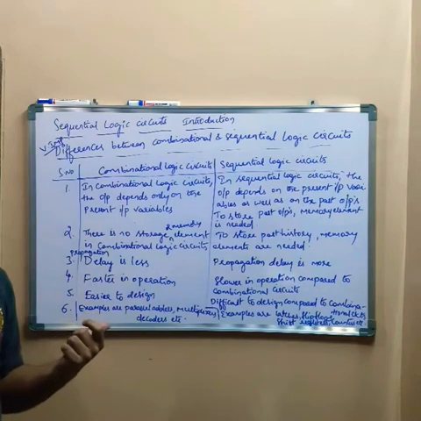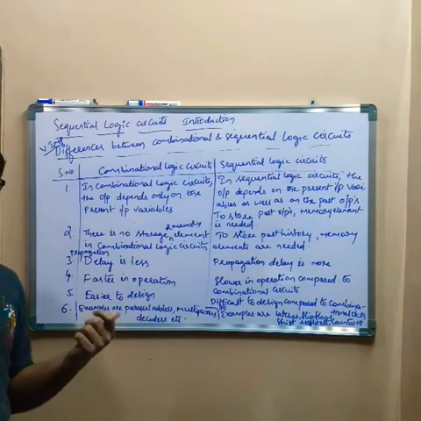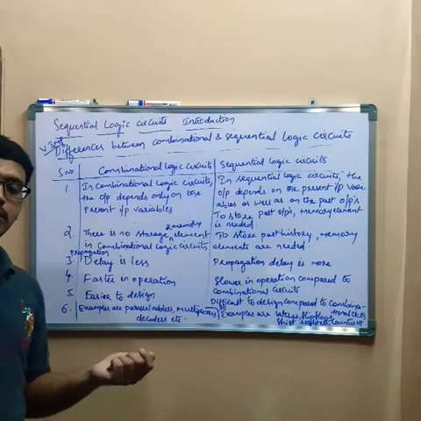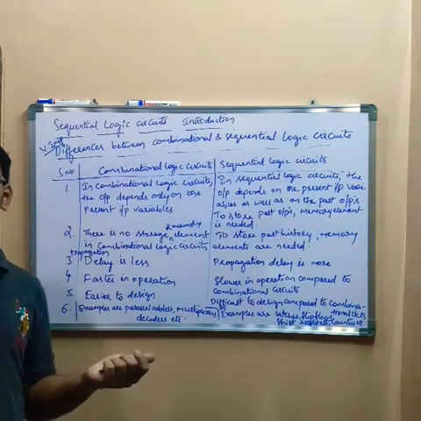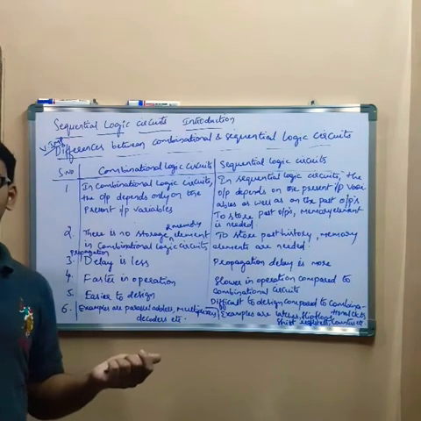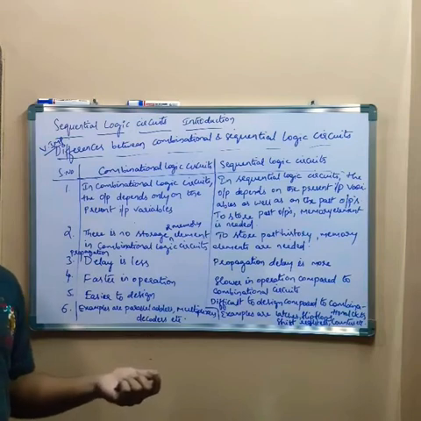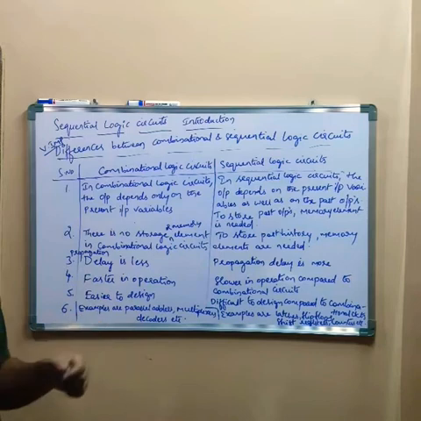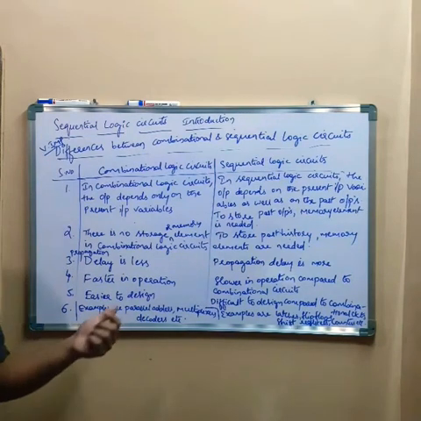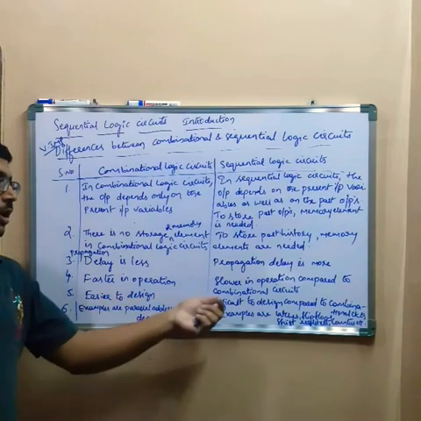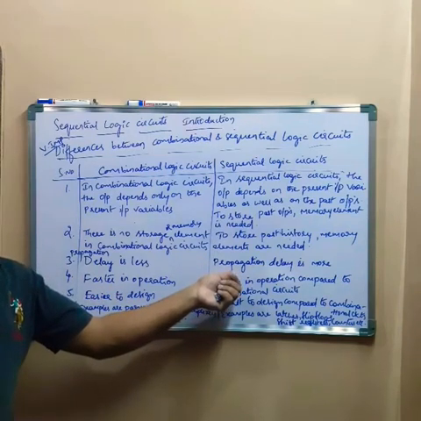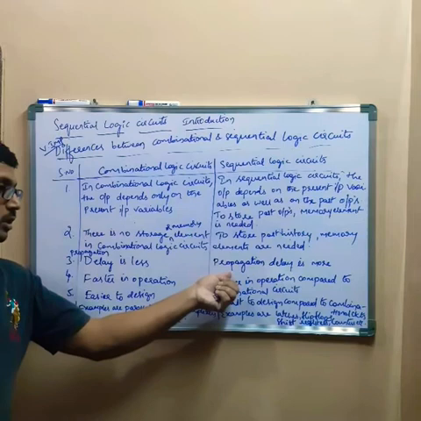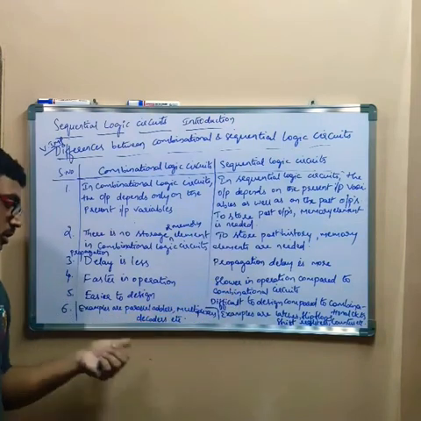So the delay is less. In case of sequential logic circuits, the propagation delay involved is between the input variables and the output through the past history or past output. So the propagation delay is more. In case of combinational logic circuits, as the propagation delay is less, these circuits are faster in operation. As the propagation delay in case of sequential logic circuits is more, these are slower in operation.